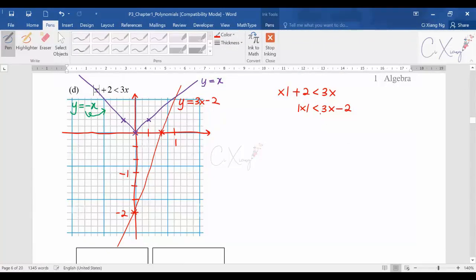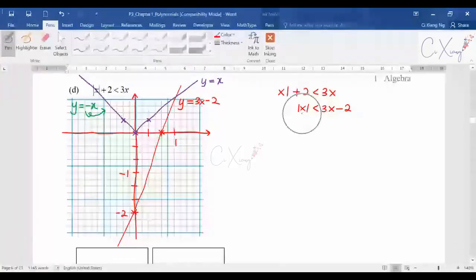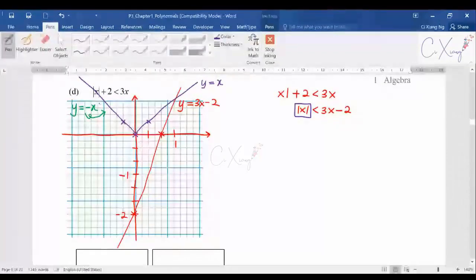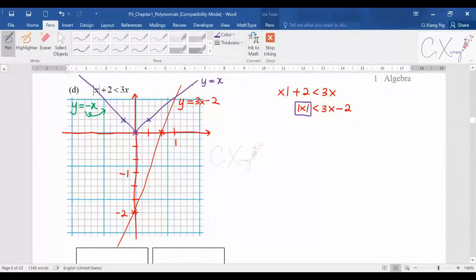If you want to use the graph method to solve it, of course you need to draw two graphs. The first graph that we are drawing is modulus x. I put it in purple color; the V shape is the modulus x. Then I reflect the graph here, so I label the reflected part with green color. After that, for 3x minus 2, I draw it using the red color.